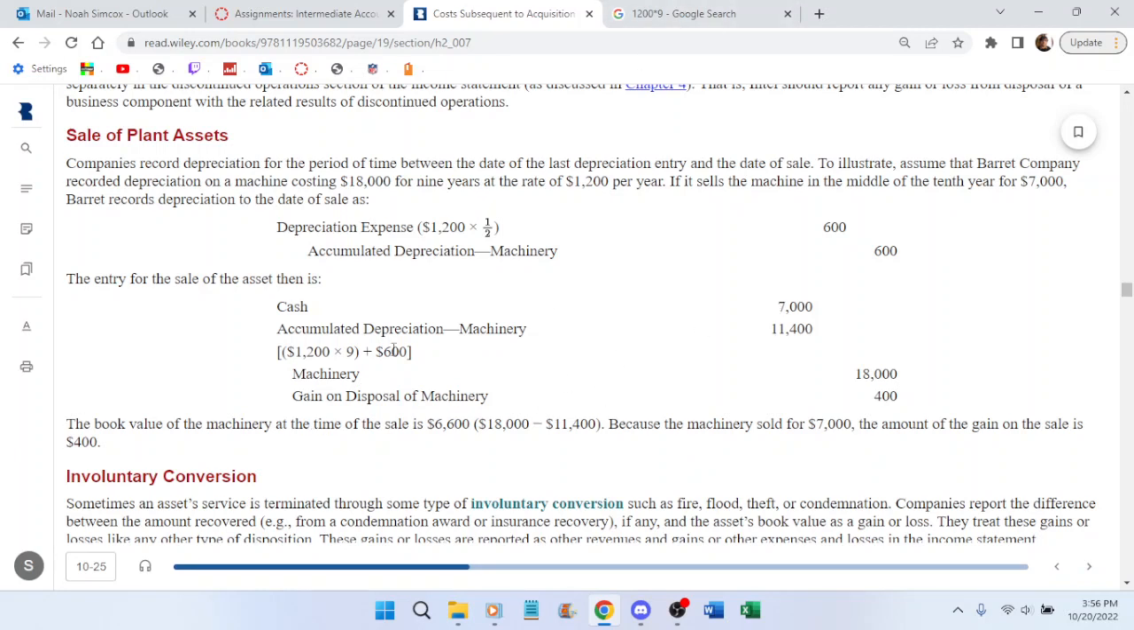Now, let's see here. Machinery was the original cost of this. So, now, let's see here. Your book value was... Well, they didn't tell you the book value. Well, yeah. You have this minus your depreciation equals your book value. Your sale minus your book value is equal to a gain of 400.